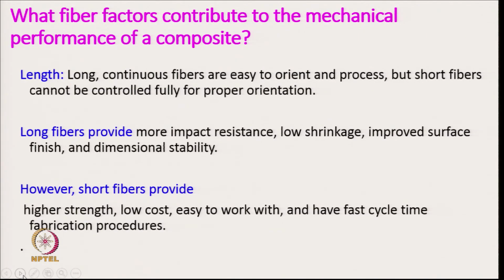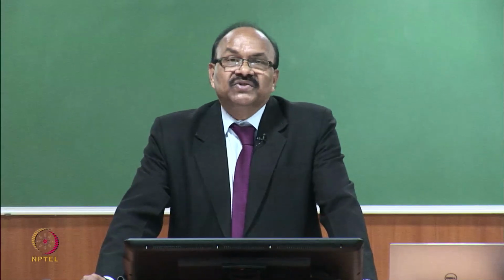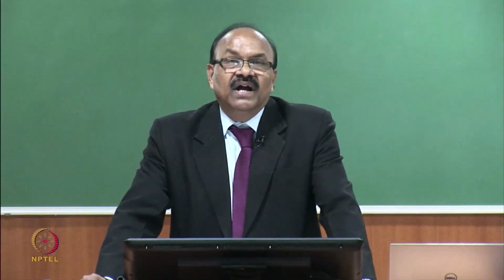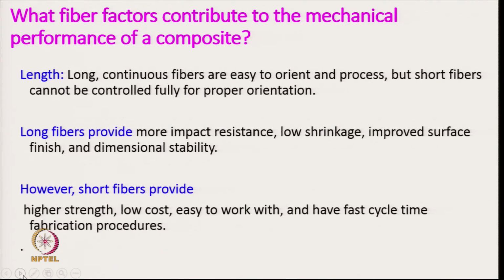There are many other fiber parameters which influence the mechanical performance of the composite material. Some of them are listed here. For example, length, which we already know from textile basics. Long continuous fibers are easy to orient and process, but short fibers cannot be controlled fully for proper orientation. Long fibers provide more impact resistance, low shrinkage, improved surface finish and dimensional stability. However, short fibers provide higher strength, low cost, are easy to work with and have fast cycle time fabrication procedures.